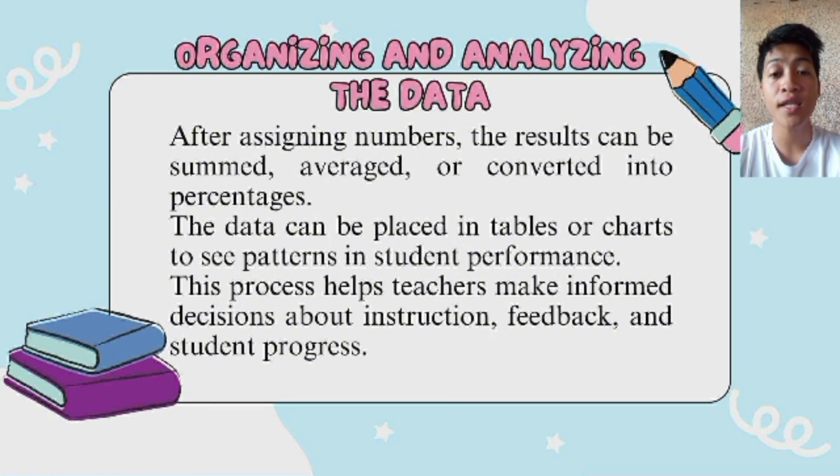So now, let's proceed to organizing and analyzing the data. After assigning numbers, the results can be summed, averaged, or converted into percentages. The data can be placed in tables or charts to see patterns in students' performance. This process helps teachers make informed decisions about instructions, feedback, and students' progress.